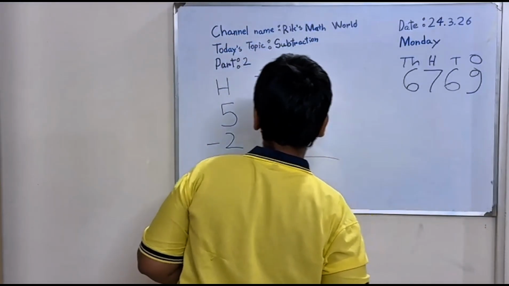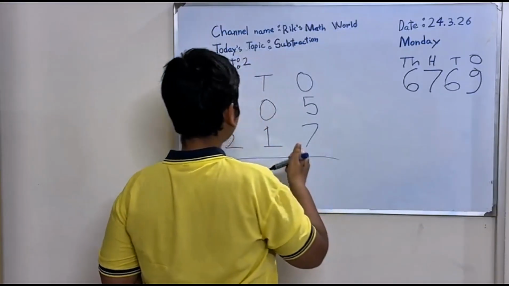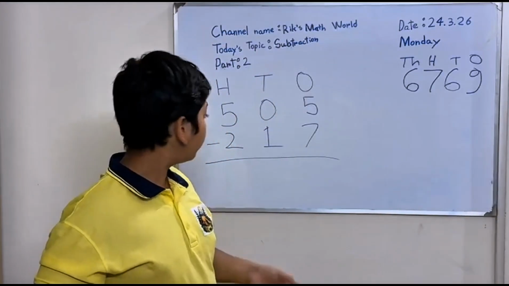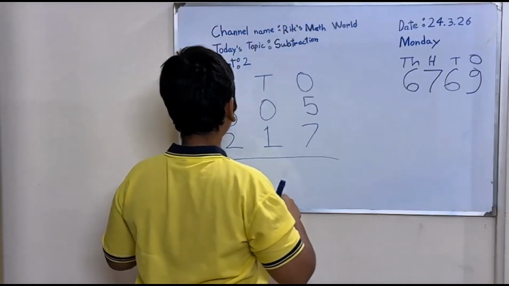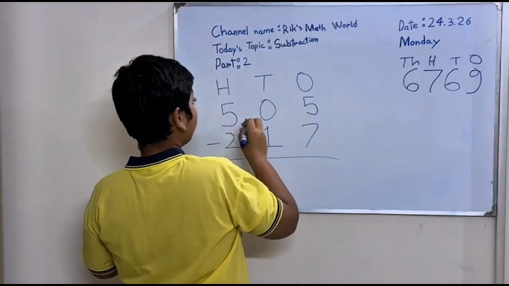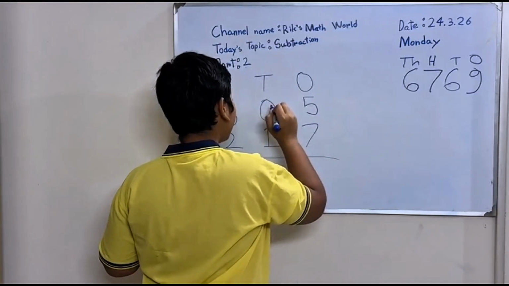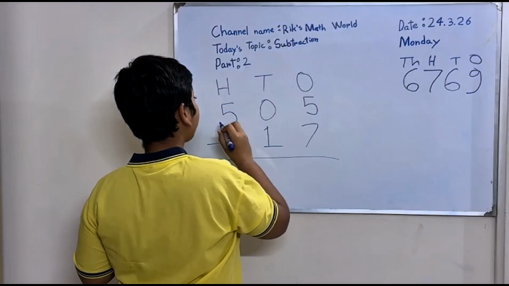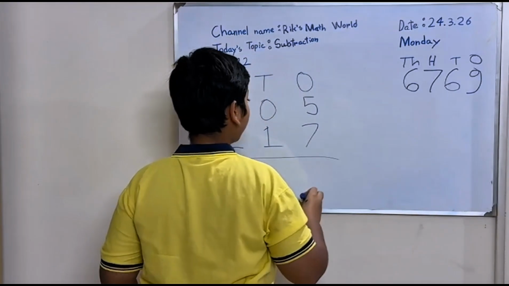But there is a problem. Look, you cannot borrow because the number is 0. So how can you borrow? So what we have to do here is we have to go to this number. Because we cannot borrow from the tens place because there is a 0. So you have to go to the hundreds place from where we can borrow because there is a 5 written here. So let's do it.